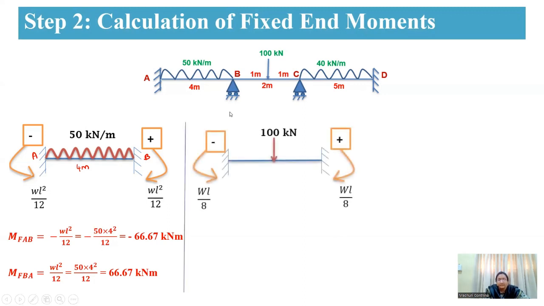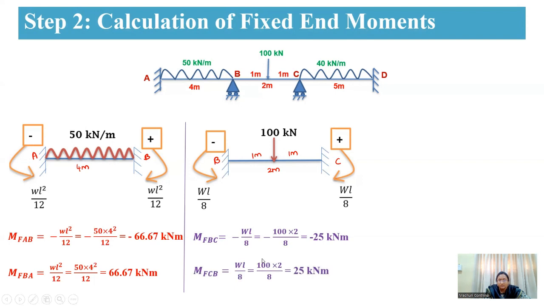Next we consider span BC. Here we have a point load at the center, and the total span is 2 meters. As we have a point load at the center, the fixed end moments that develop at B and C are WL by 8. At B it is in anti-clockwise direction, so it is negative, whereas at C it is in clockwise direction, therefore it is positive. Now you calculate MFBC and MFCB. These values are minus 25 and plus 25 kilonewton meter. This is for the span BC.